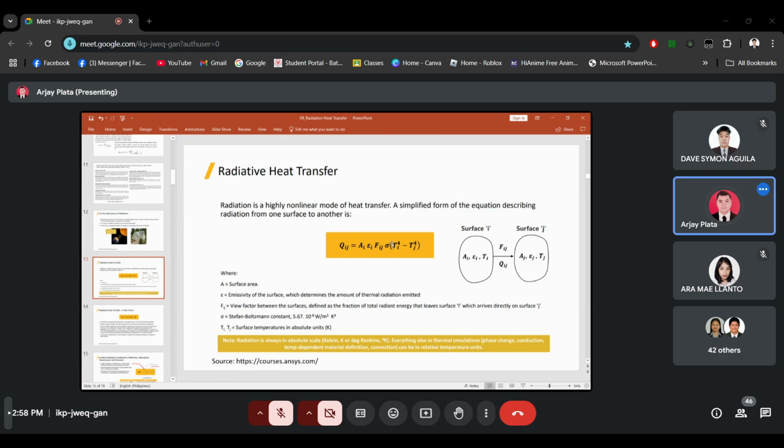Radiation is always in absolute scale, Kelvin or degree Rankine. Why is that? Everything else in thermal simulations, because of phase change, conduction, kinetic heat, and temperature dependent material definition, convection can be in relative temperature units. I will share to you some concept on radiation, also how to simulate radiation using ANSYS Mechanical. So let me check.